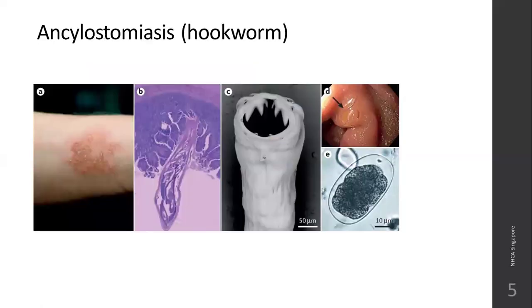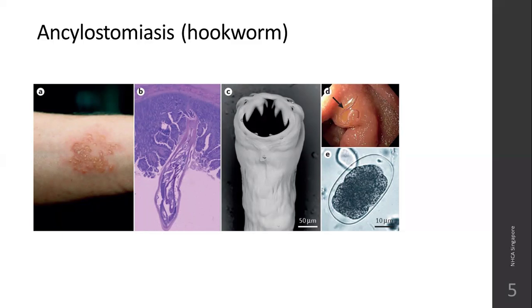Next is ancylostomiasis, hookworm infestation. They have this teeth-like structure and suck up at least 0.2 ml of blood per worm per day. One worm can suck up your blood. Okay, they suck from your veins, from your blood vessels.